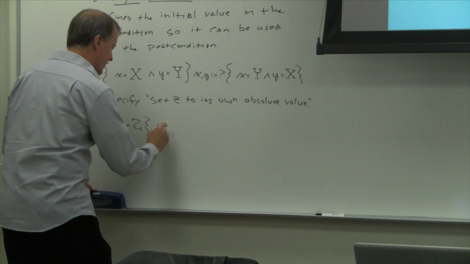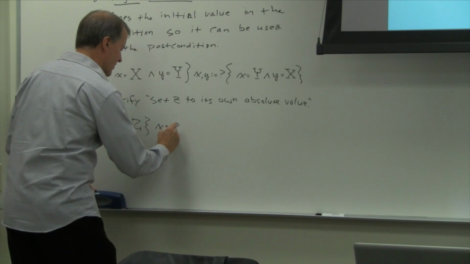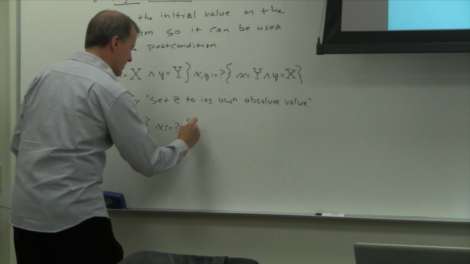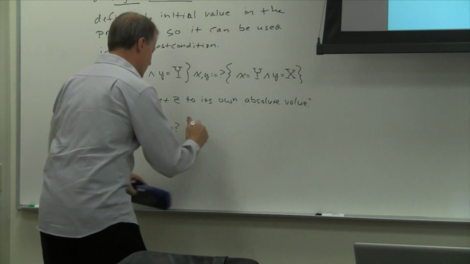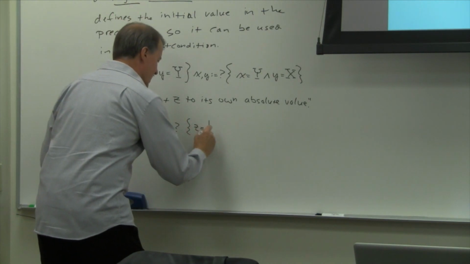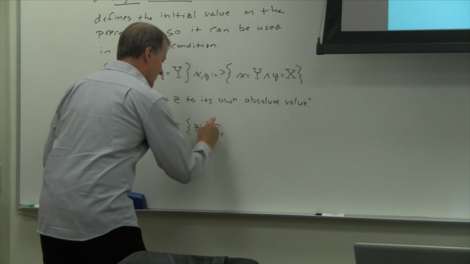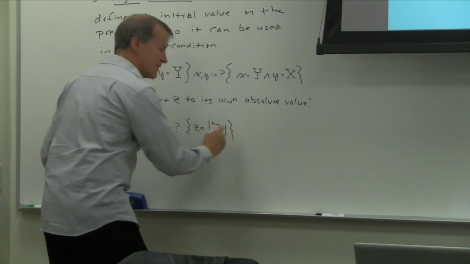Z gets question mark, and then in the end, z equals the absolute value of big Z. z equals the absolute value of that initial value. Good.